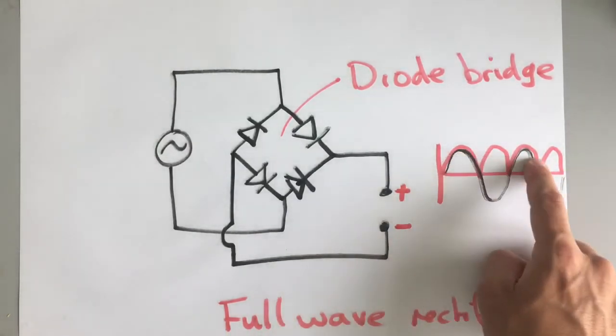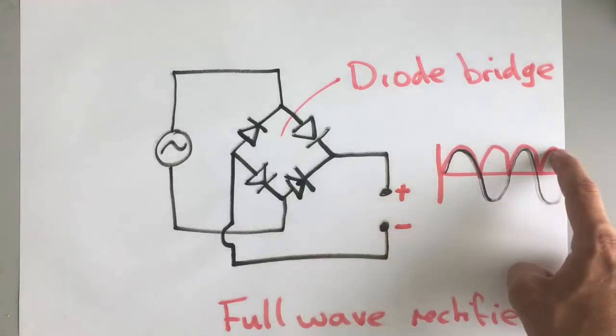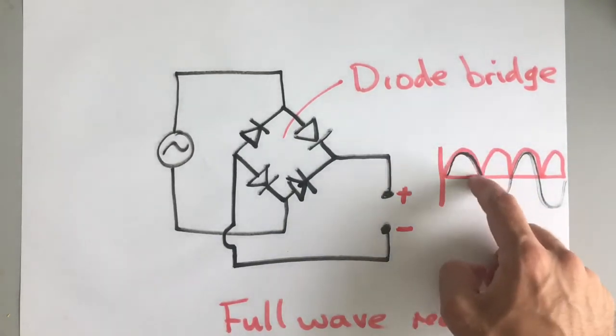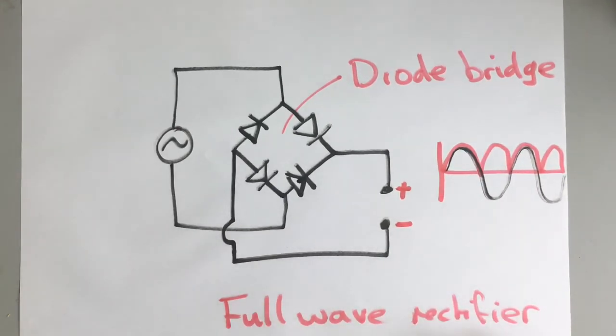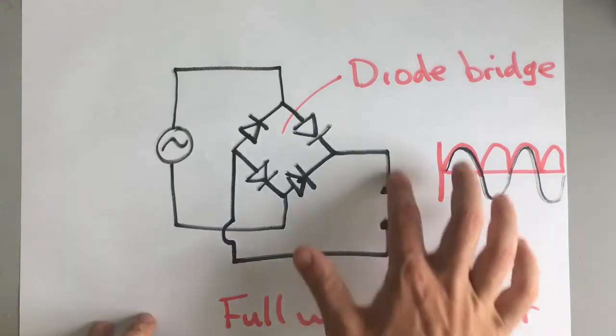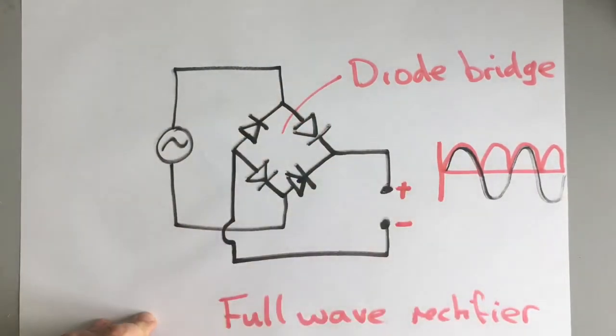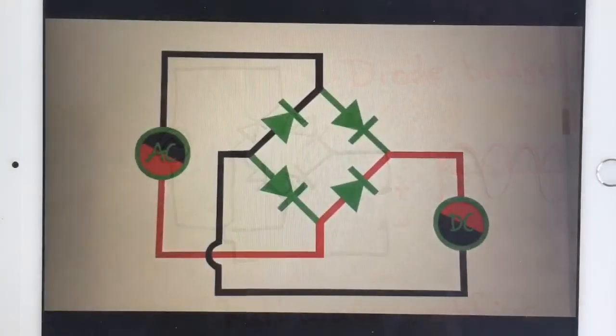So we're getting closer to DC, but DC is a constant output current, not just a positive one that bounces along like that. So we need to move on a little bit. But before we move on, I'm just going to show you an animation which shows you this relationship and the input and output of the diode bridge.